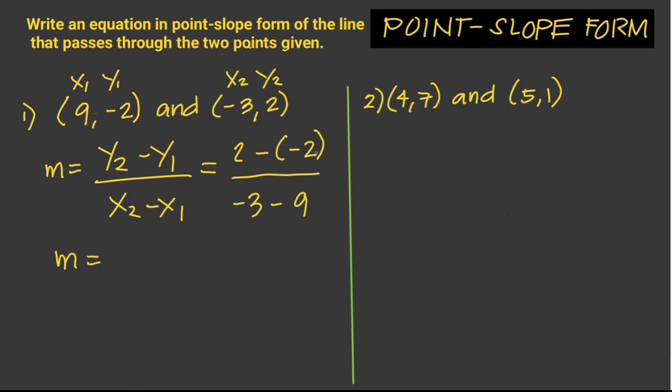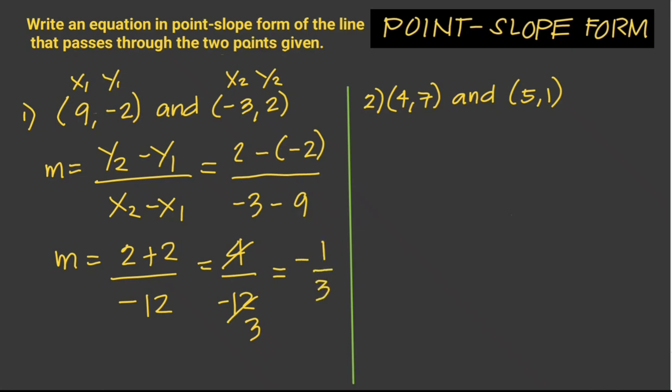So simplifying it, 2 minus negative 2, that is 2 plus 2. Negative 3 minus 9, that is negative 12. So this would be 4 over negative 12. And we can further reduce this because 12 is divisible by 4. So this would be negative 1 over 3. So our slope is negative 1/3.